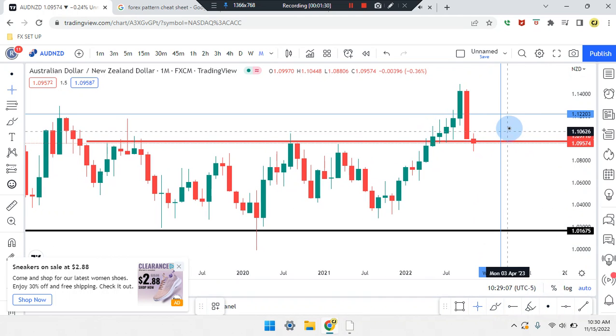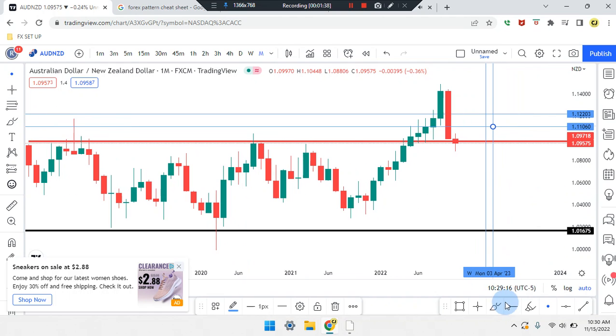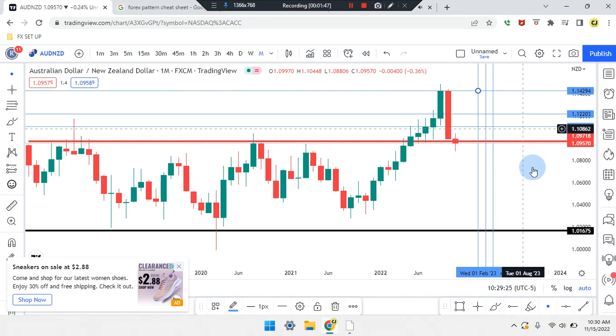Before making it there, it can tag the numbers nearing 1.11060. And if price wants to reach that overall high of price action, pushing up further, it can tag the highest peak of that area of 1.14294.